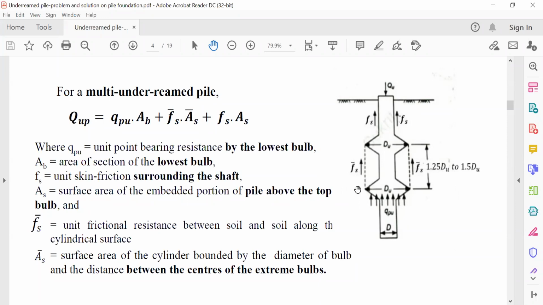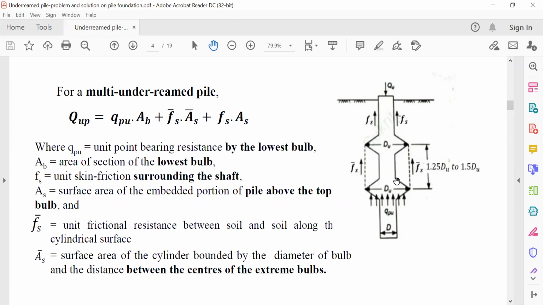You can see here the load carried by the double under-reamed piles, which you can also call multi under-reams or double under-reams. In your AKTU exam, normally they write double under-reamed also. So QUP is nothing but QPU into AB, the same thing. This part we do not consider. Now remember, for the last bulb, the cross section area and the stress that works from below; the load was coming from above, and the stress will work from below.